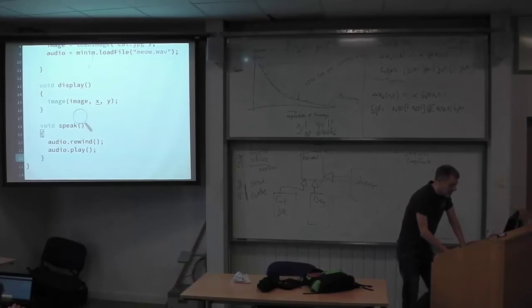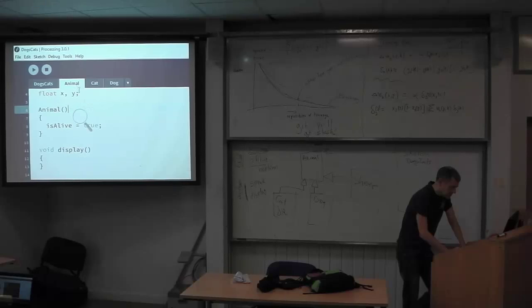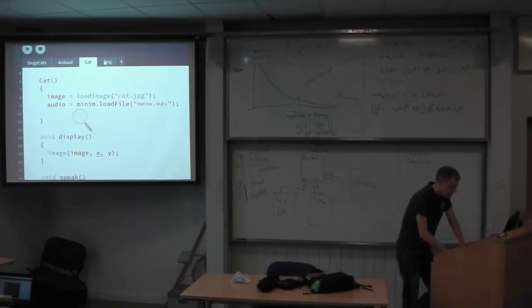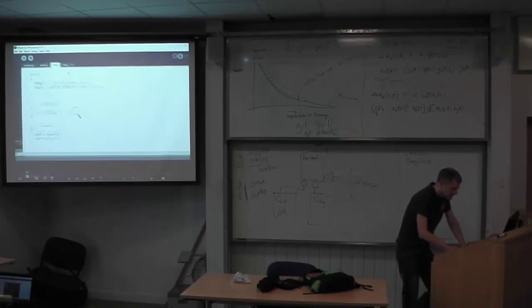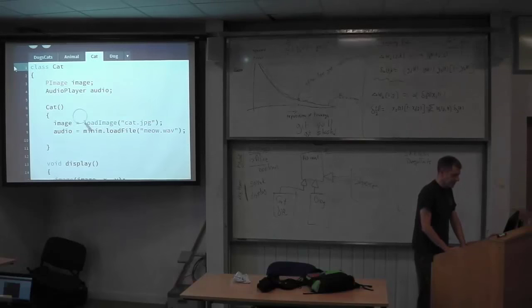Okay, so cat display and cat speak. That should be coming from the base class, isn't it? Animal X and Y. Okay, so that's a mistake. There's cat. Oh, you're right. Good man. Well spotted. Thank you. So that's class cat. Class cat extends animal. Okay.